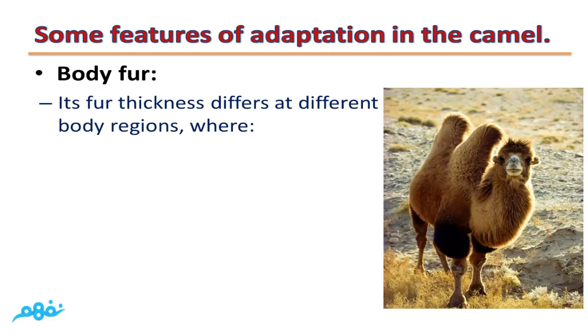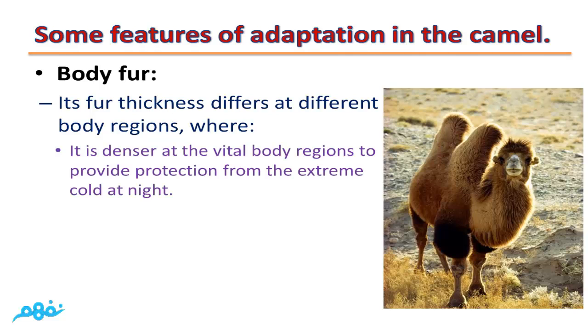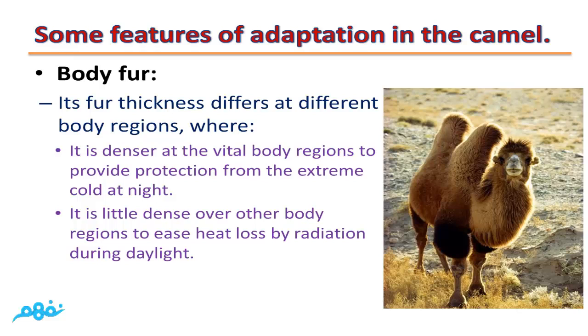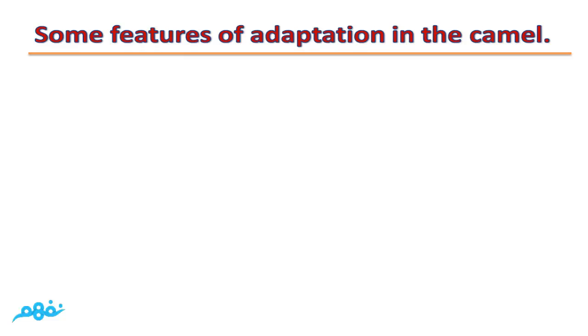Body fur. Its fur thickness differs at different body regions, where it is denser at the vital body regions to provide protection from the extreme cold at night. It is less dense over other body regions to ease heat loss by radiation during the daylight.